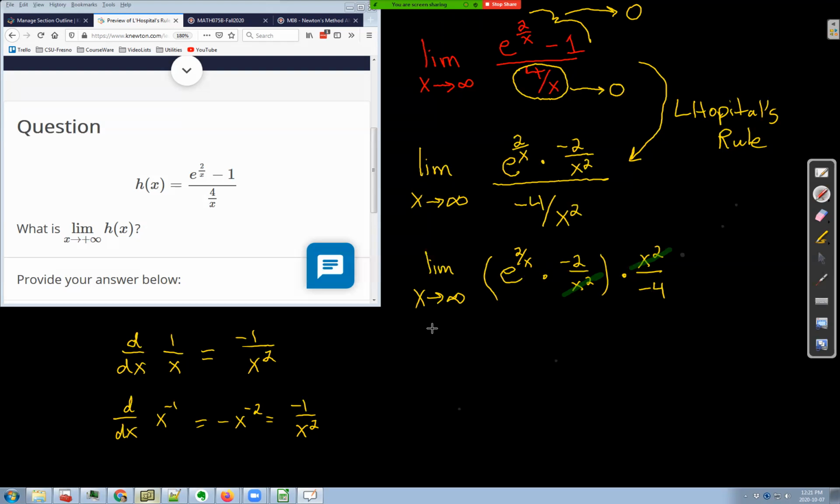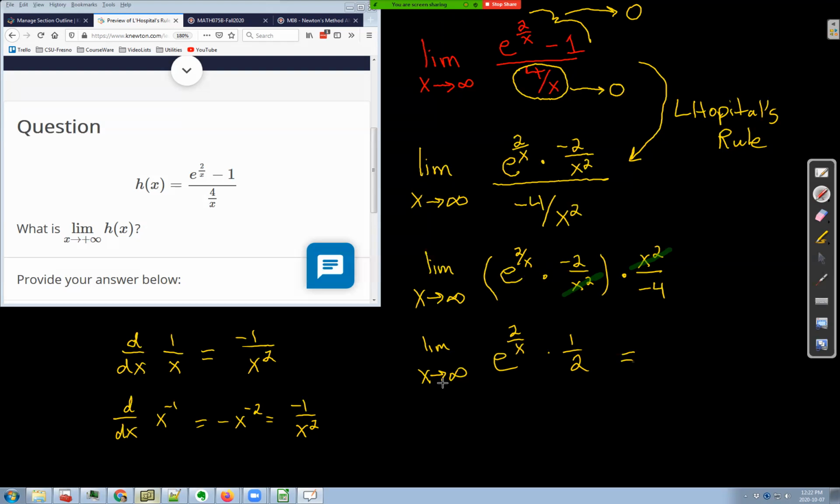So that'll be nice. So we have the limit as x goes to infinity of e to the 2 over x multiplied by, I guess, -2 divided by -4 is 1/2. 1/2. Okay, and now we're almost done. The last step is now to try direct substitution.